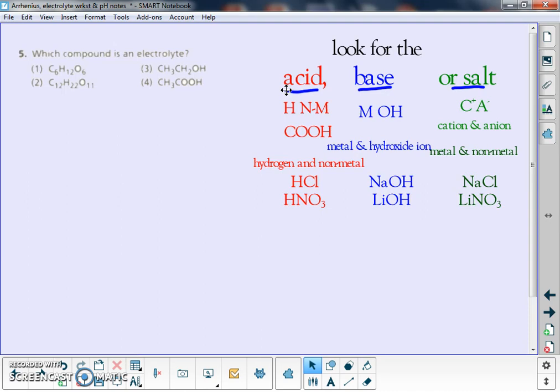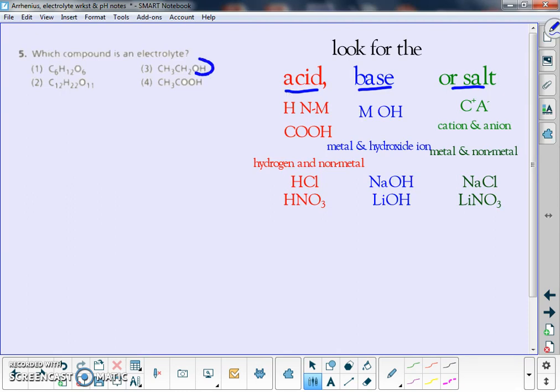So you have a table K that lists your acids, table L that lists your bases, and then salts you can find by having a cation and anion. So which of these is an electrolyte? Well, the first one here, that's glucose. That is not a salt, acid, or base. Second one is sucrose. That is not a salt, acid, or base. The third one has an OH on it.